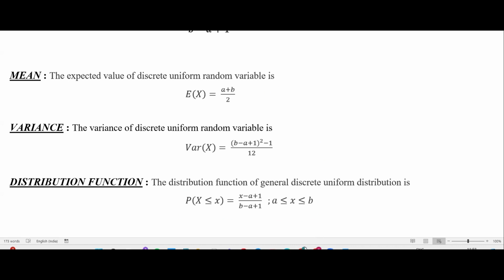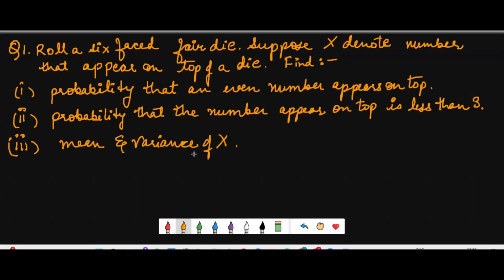So we'll be considering a question today. Consider this question. Roll a six-faced fair die. Suppose capital X denotes the number that appears on the top of a die. First, find the probability that an even number appears on the top. Second, you need to find out the probability that the number appearing on the top is less than 3. And finally, what is the mean and the variance of X?